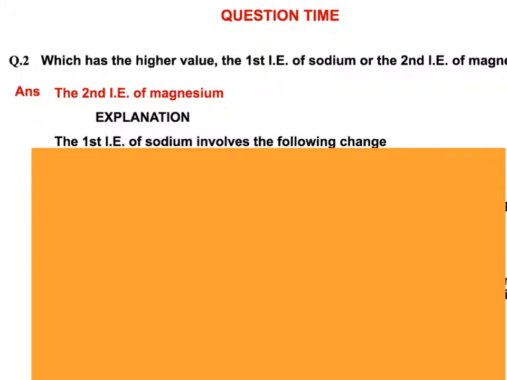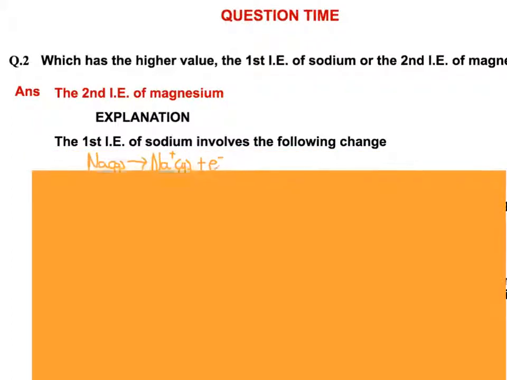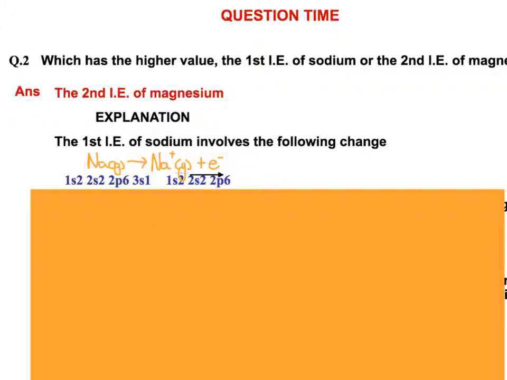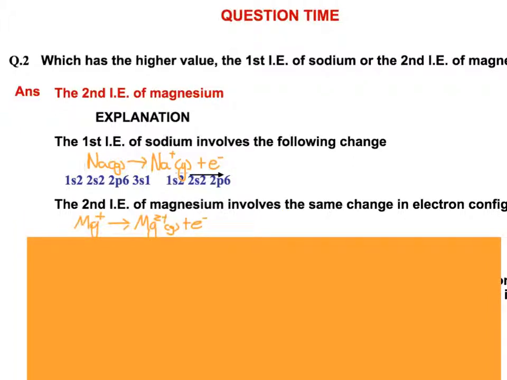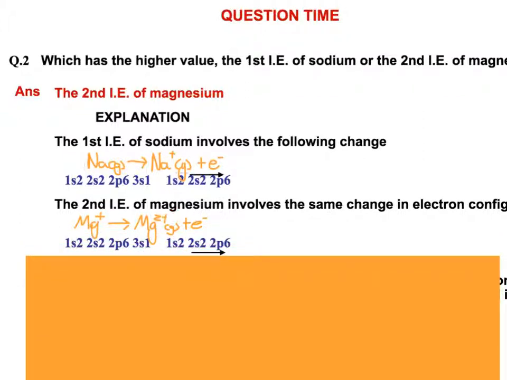The first ionization energy of sodium involves the following change. You're going from a neutral atom to a 1+ ion. In terms of electronic configuration, that's where the answer again lies. You're removing an electron from shell 3. Now let's have a look at magnesium. The second ionization of magnesium involves this change. You're going from a 1+ ion to a 2+ ion. And you can see that in terms of the electronic configuration, it's actually removing from the same shell.